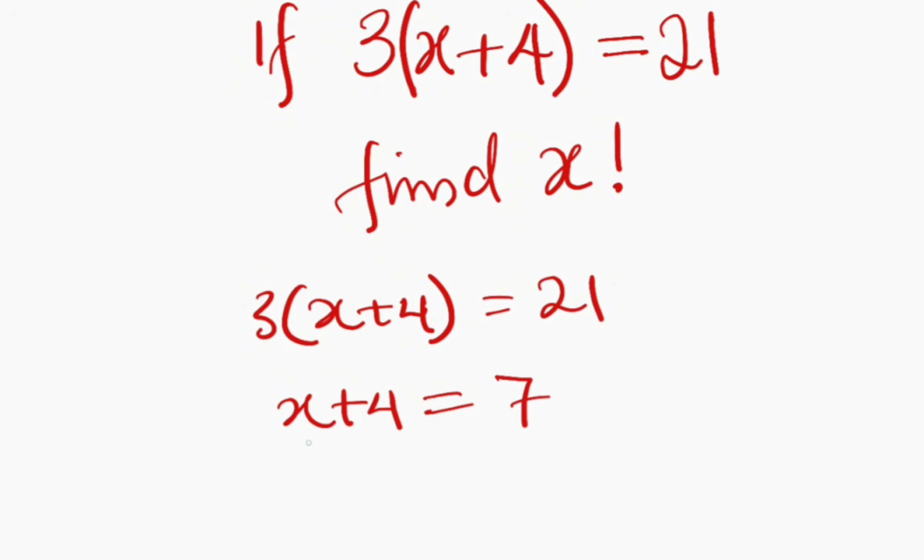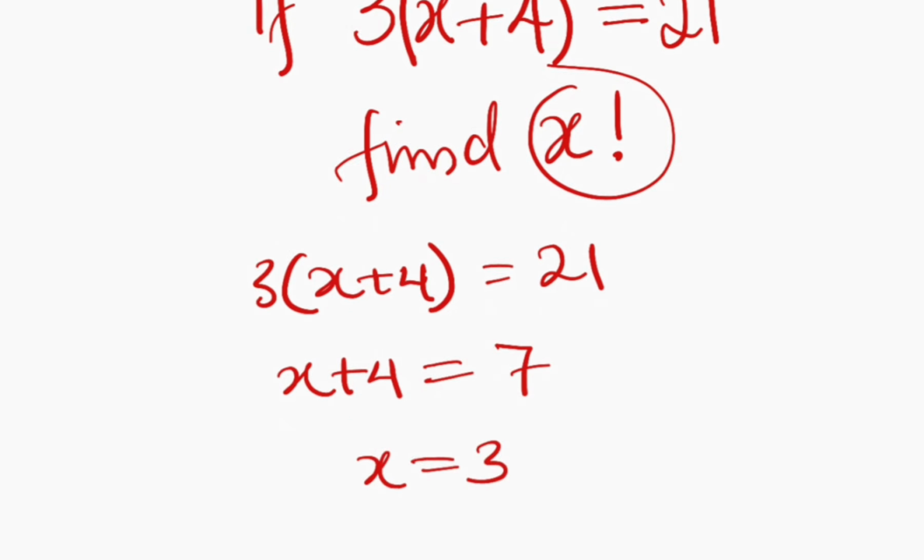You can do mental math here. What can be added to 4 to get 7? Definitely 3. So x is 3, but what I asked you to find is what? x factorial, which is 3 factorial.